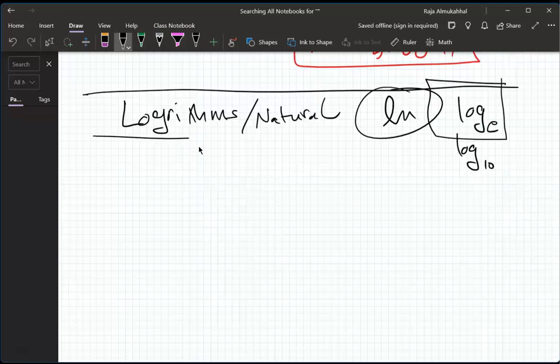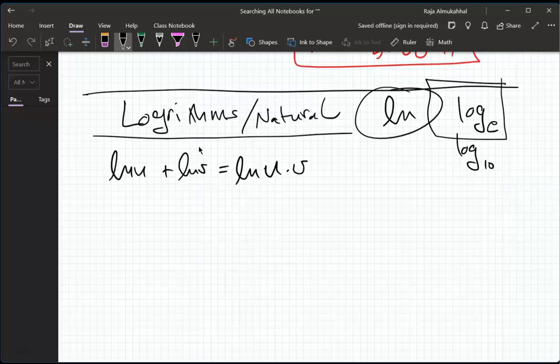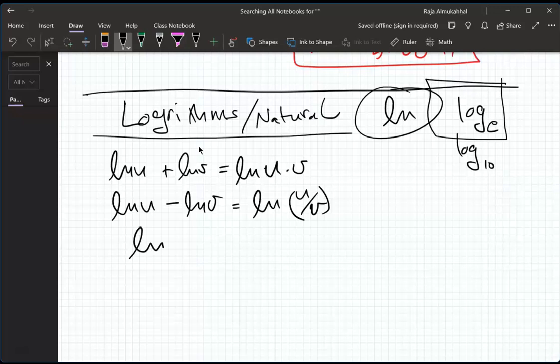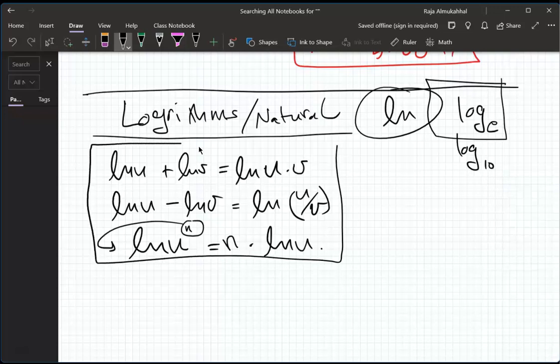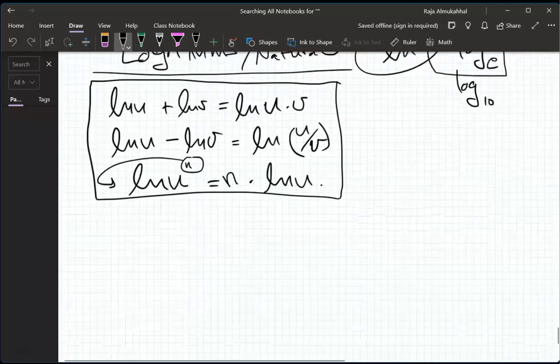And if you remember, let's just go over natural log properties. There are 3 major properties. Natural log of u plus natural log of v equals natural log of u times v. And then natural log of u minus natural log of v is natural log of u over v. And then natural log of u to the power of n, that power becomes a coefficient down there, so it's going to be n times natural log of u. You see what I'm saying? Those are the 3 characteristics that you want to be familiar with. I'm sure you've done this through your algebra classes.